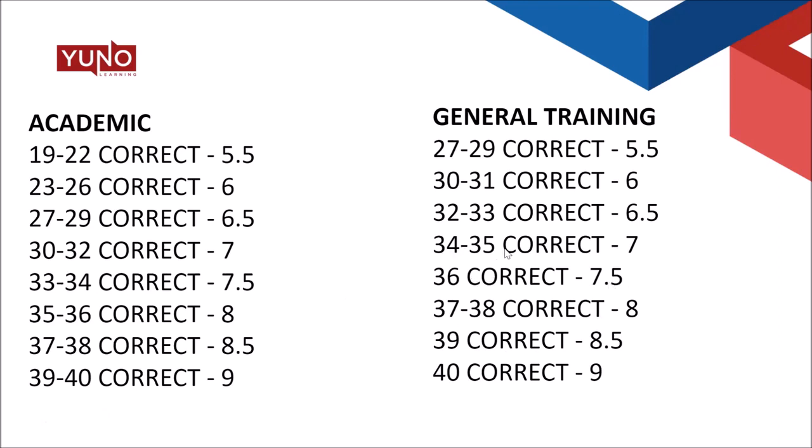If 34 to 35 are correct in general training, you get a band score 7. And you get a band score 7 in the academic test if 30 to 32 are correct. So that means if you are a general training student, you cannot afford to make more than 5 to 6 mistakes, because most of the students require at least a band score 7 in general training test. So you need to practice, understand the strategy so that you can get your desired band score.